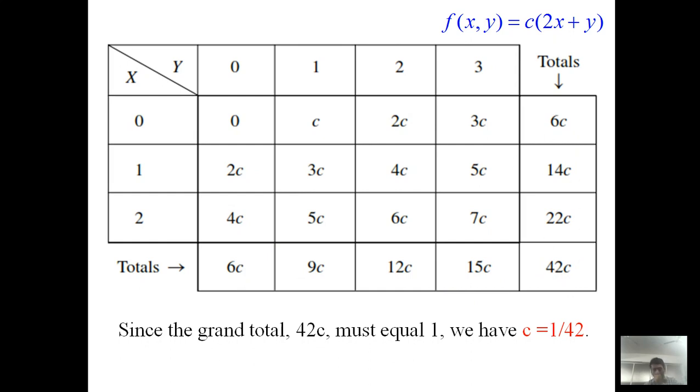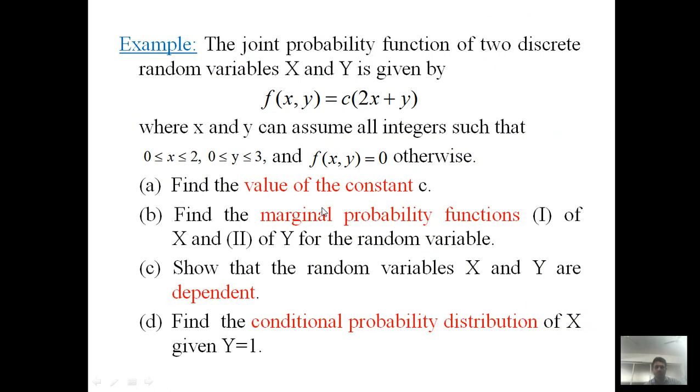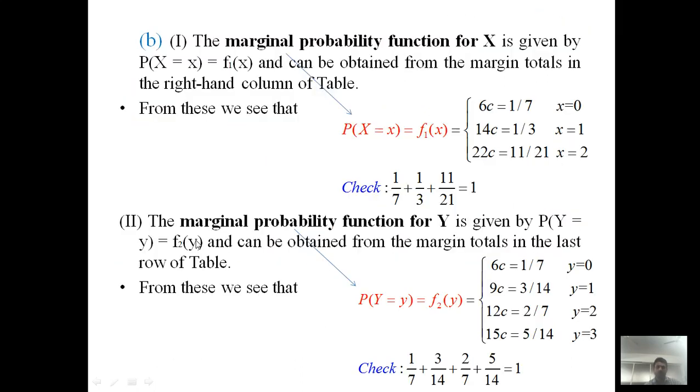And we know that the two-dimensional random variable has the property that the summation over all xi and all yi must be 1. It means that 42c is equal to 1, which leads to c equal to 1 by 42. So we have found the value of c. Now find the marginal probability function of x.